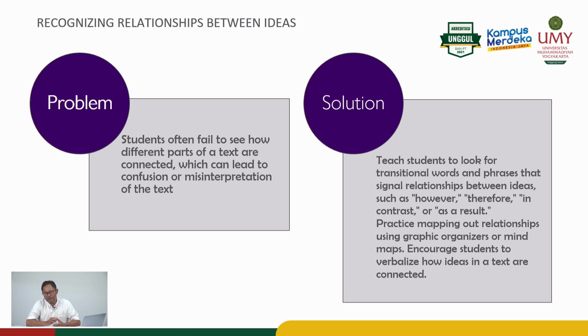When you teach, if you have problem this kind of thing, then better for you to teach students to look for transitional words or phrases that signal relationship between ideas. For instance, however, therefore, in contrast, or as a result. And then practice mapping relationships using graphic organizer or mind map. And then encourage your student to verbalize how ideas in the text are connected.